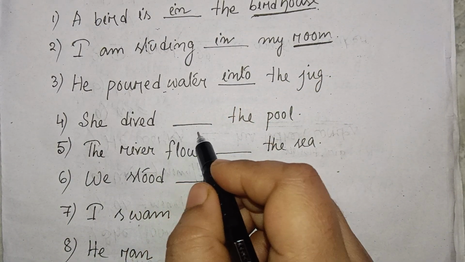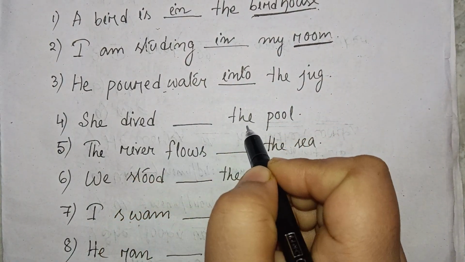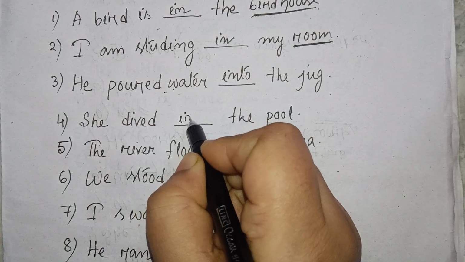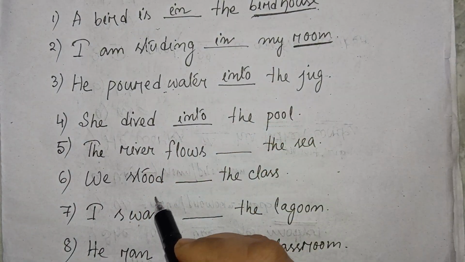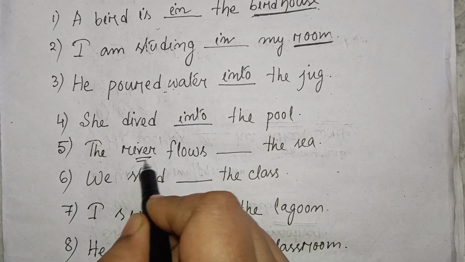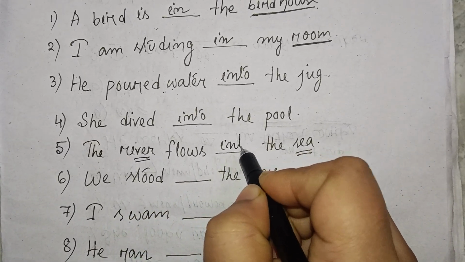She dove dash the pool. So she is moving from one place to another. She is moving from somewhere to the pool. So into. The next one is, the river flows dash the sea. So the river is flowing where? To the sea, from one place to another. So it will be into.